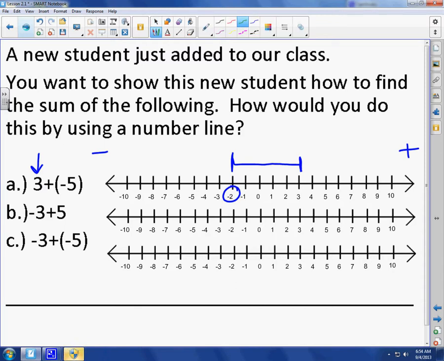So negative 3 plus 5, I'm going to start at negative 3, and I'm going to add 5. 1, 2, 3, 4, 5. And my answer is positive 2. So this is how you can visually represent it. And then here I'm going to start at negative 3, and I'm going to subtract 5. 1, 2, 3, 4, 5. And my answer is negative 8.